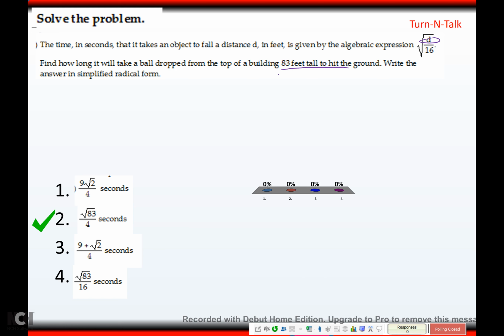D stands for distance, and they're giving you the distance, so they're telling you to change D to 83. 16 does not go into 83 evenly, so I'm going to split it and do the square root of 83 over the square root of 16. The bottom, I know off the top of my head, is 4. 83, I can try and break it down, but nothing goes into it. 3 doesn't, 2 doesn't, 5 doesn't, 7 doesn't, which means it probably can't be broken down. So my answer is the square root of 83 over 4 seconds.